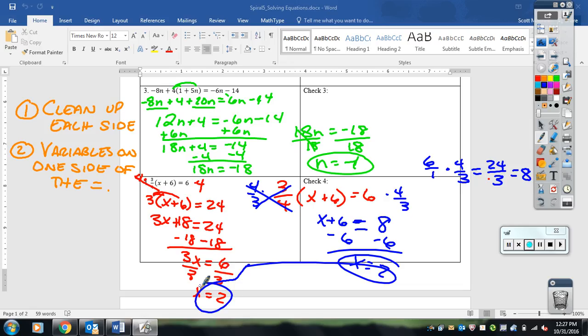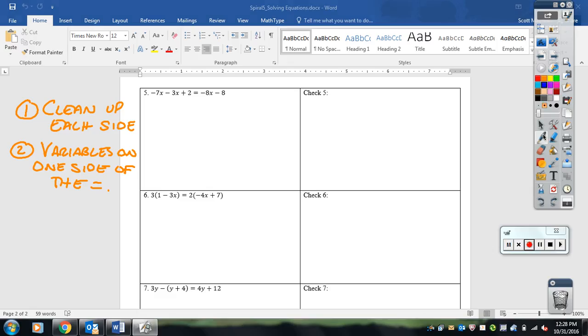So it's the same thing, no matter how you do it. But you got to get rid of that fraction first. Could you have distributed the fraction? You certainly could have. You just would have made things a lot messier for yourself.